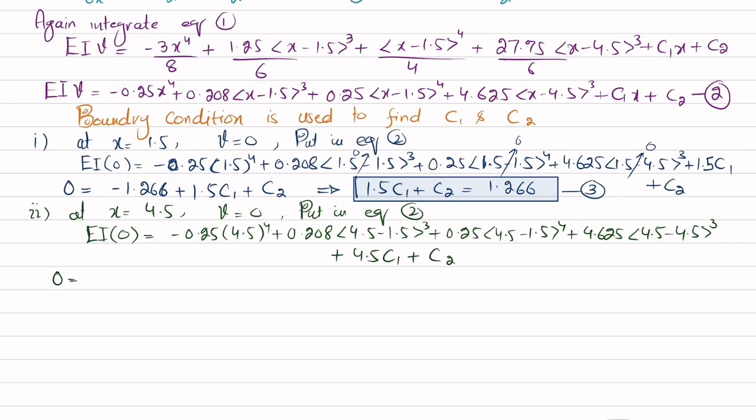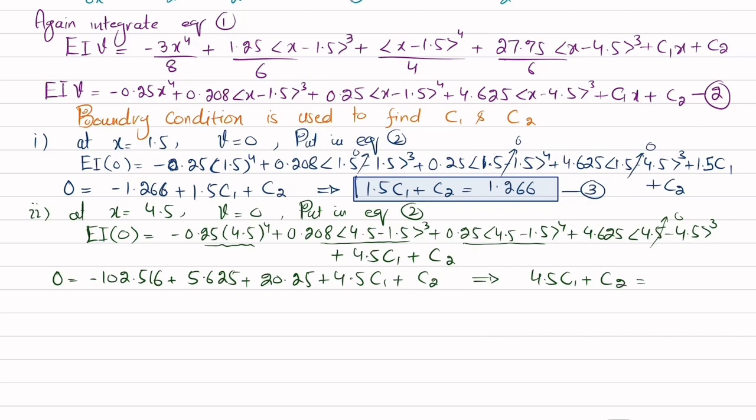So 0 is equal to minus 102.516, which will be this value, plus 5.625, when you calculate it, will be this value, and this value will be plus 20.25, and this will be 0, plus 4.5 C1 plus C2. So from here you will get 4.5 C1 plus C2 will be equal to 76.641. This is your equation number 4.